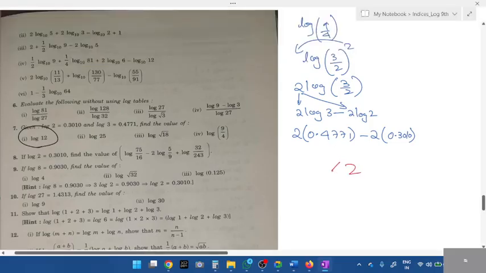2 sevens are 14, 15, 2 fours are 8, 9. 0.9542. Next, minus 0.6020. Subtract it, students. Subtract it, you'll get the answer.